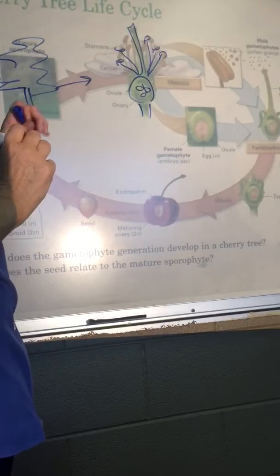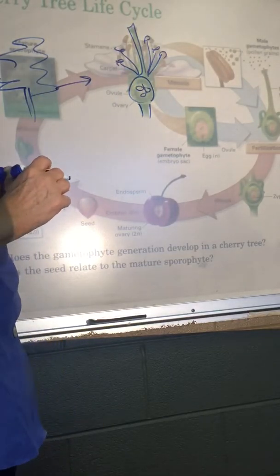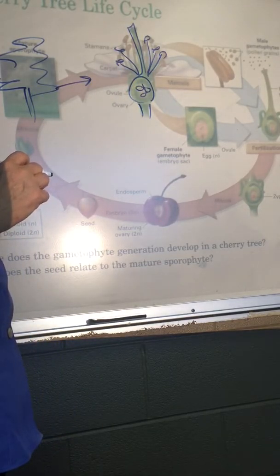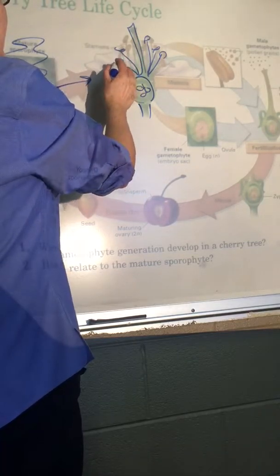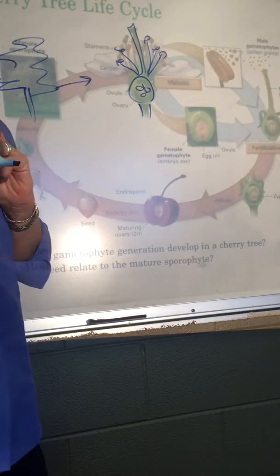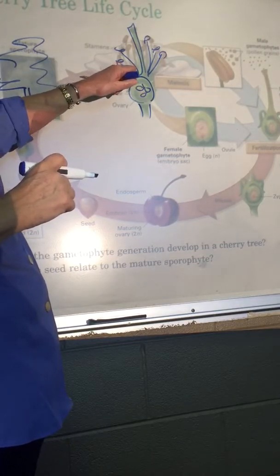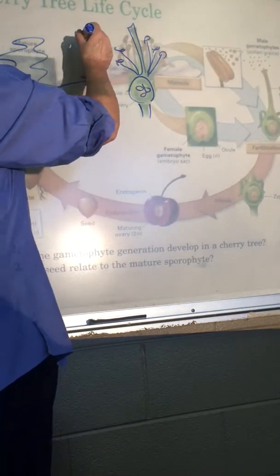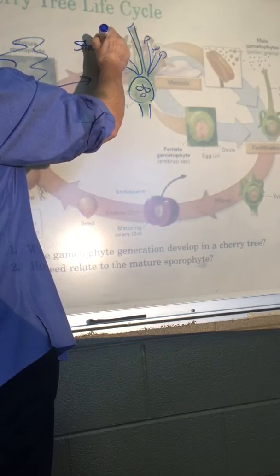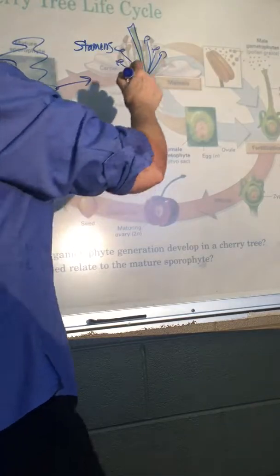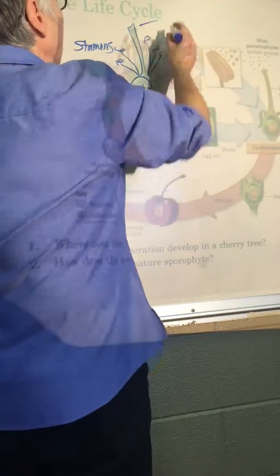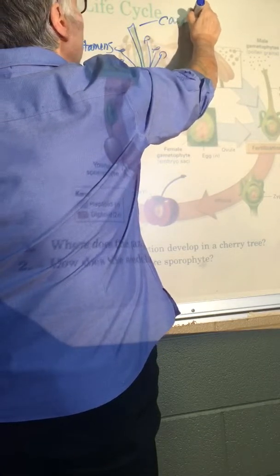But basically, both the male and female parts are located within a flower. The male parts include the anthers and the filaments, and they're called stamens. That's a general word for all of the male reproductive structures. The term for the female part is the carpel.